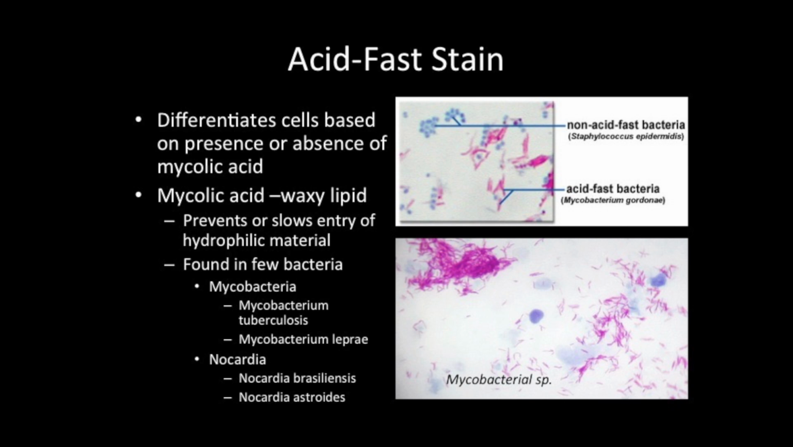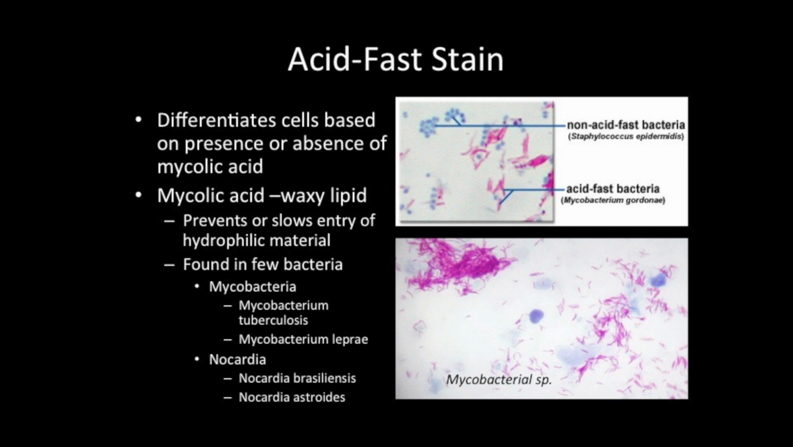In this lab session, you will be learning how to perform the differential stain known as the acid-fast stain. The acid-fast stain is a staining technique that allows for the detection of cells that contain mycolic acid in their cell wall. Mycolic acid is a waxy lipid that makes the cell wall hydrophobic and thus causes the cell wall to act as a barrier to hydrophilic substances, including aqueous staining solutions and water-soluble antibiotics and disinfectants.